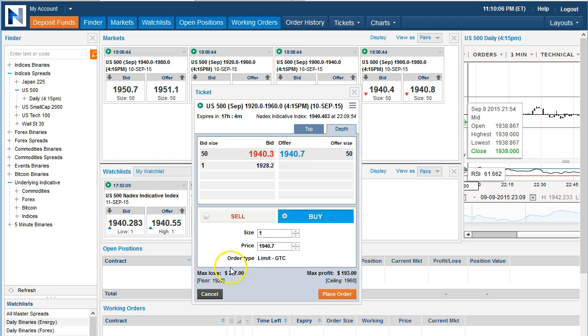Now, my max loss, if I buy this, right, I buy one contract, my max loss is 207, because I have what's called a floor and a ceiling. My floor's 1920, my ceiling's 1960, okay? Well, if we go all above 1960, I can make $193, right? It's a way for me to limit risk. Also, to buy this contract, I'm only putting up $207, the maximum of what I could lose, okay?